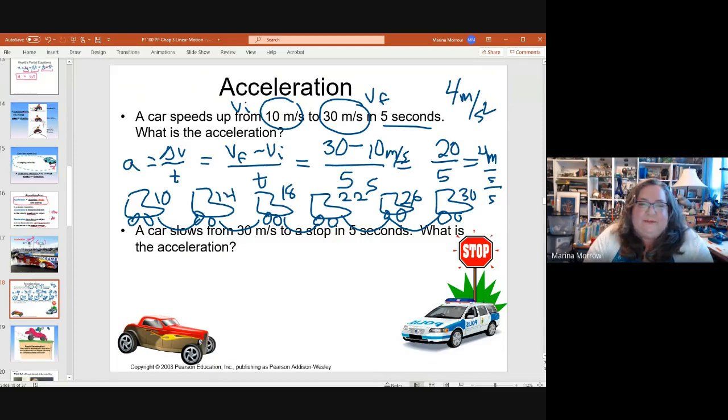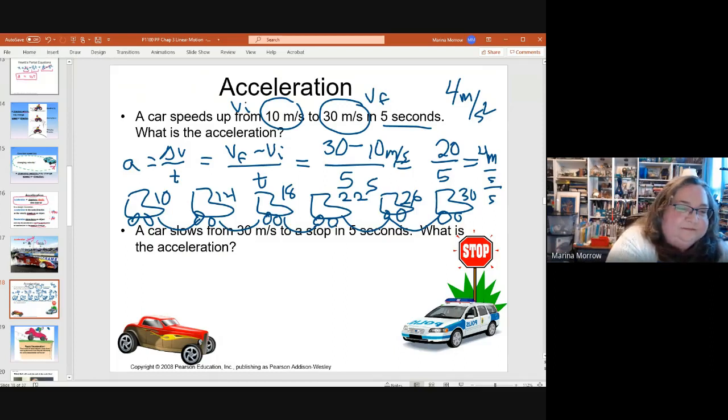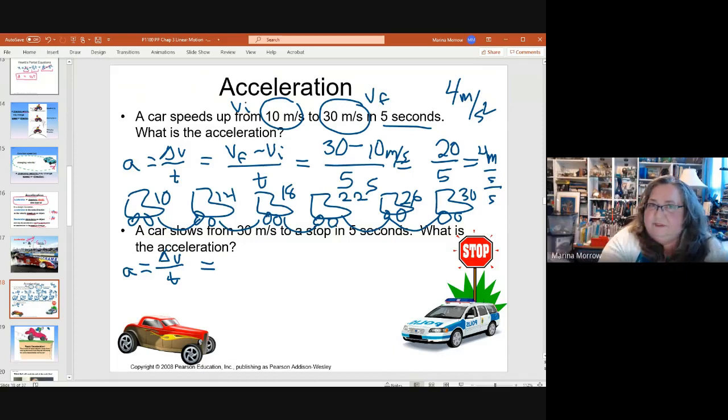Okay, now the second part of this problem is the car sees that he has to stop, and he goes from 30 meters per second to a stop in 5 seconds. Okay, we're going to use the same formula. The acceleration, change in velocity over time. And maybe in your head, you're already going, okay, 30 minus 0, right? Well, let's double check on that. This is actually the initial velocity, right? And what's the final velocity? It's 0, right? It's coming to a stop.